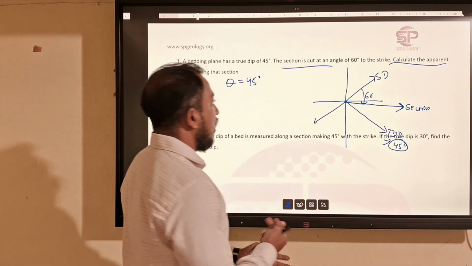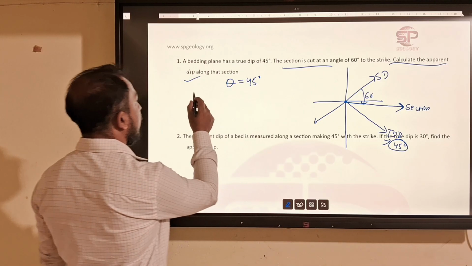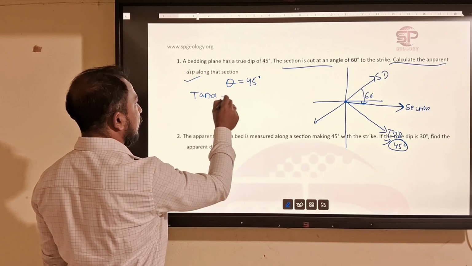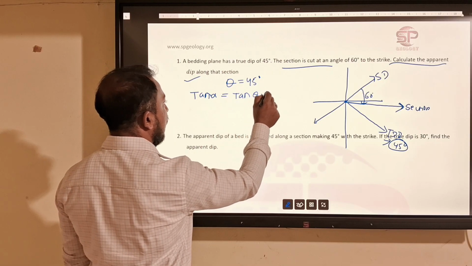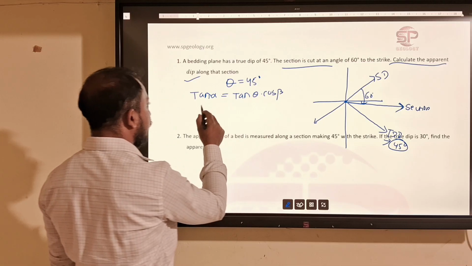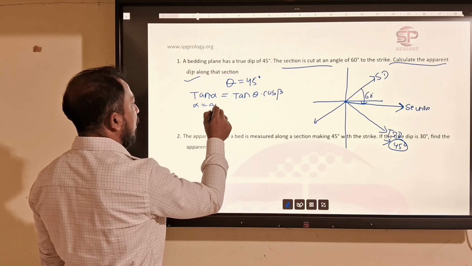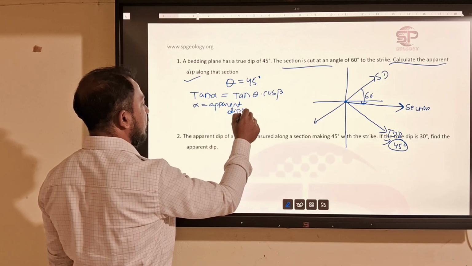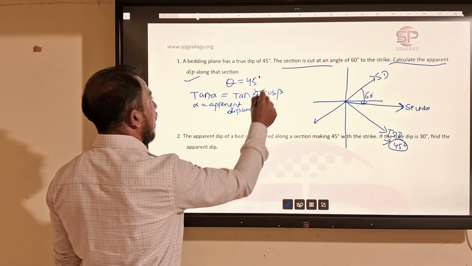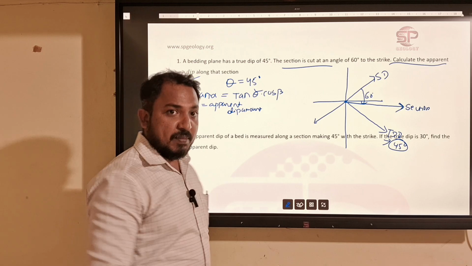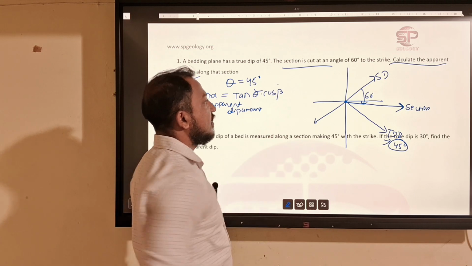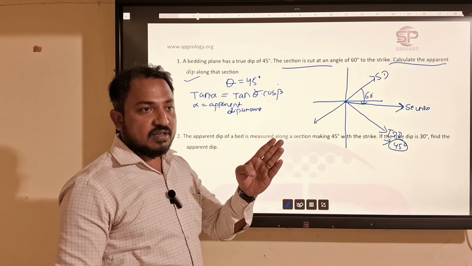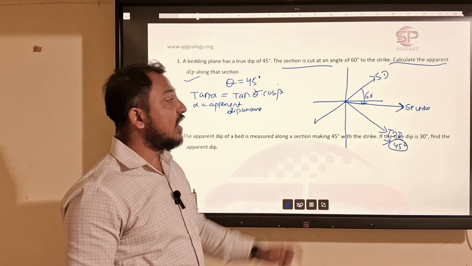So now we have a formula for this. That is tan alpha equal to tan theta into cos beta. So alpha is your apparent dip amount, and theta is your true dip amount, and beta is the horizontal angle between the true dip direction and apparent dip direction.